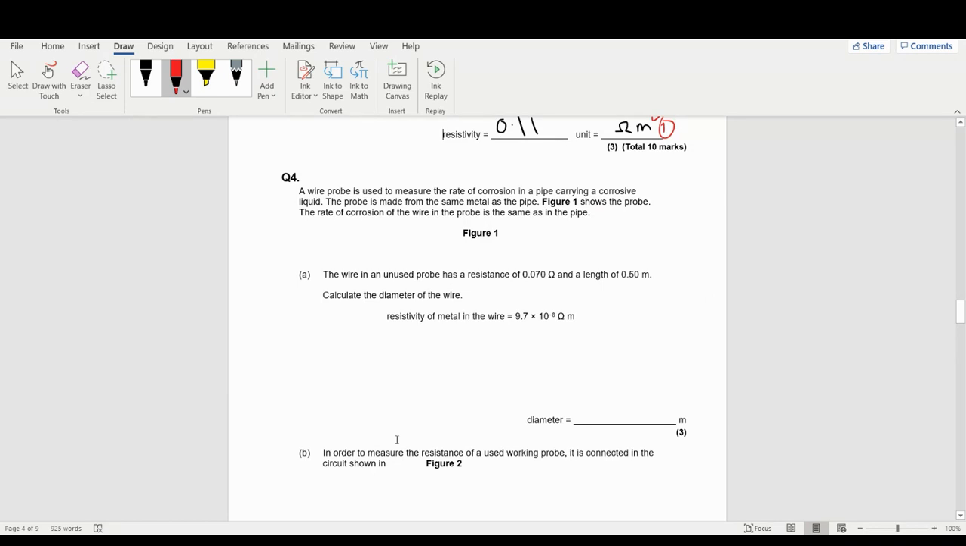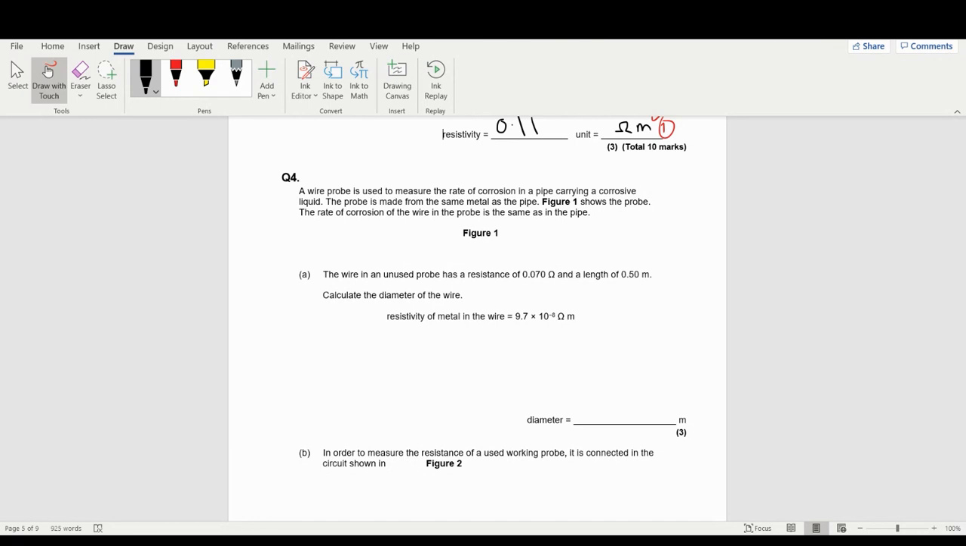So, oh, this is good. The picture went missing. The wire probe is used to measure the rate of corrosion in a pipe found in a corrosive liquid. The probe is made from the same metal as the pipe. Figure 1 shows the probe. The rate of corrosion of the wire is the same as the pipe.